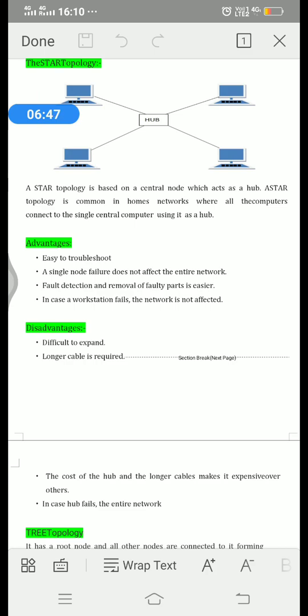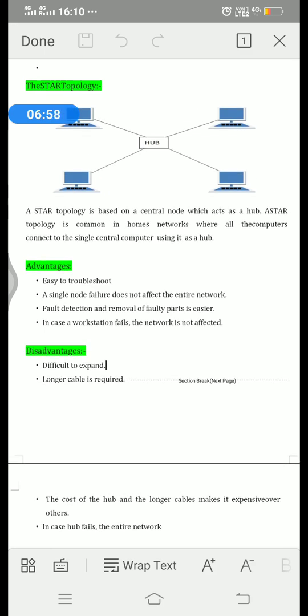So expansion is a little bit difficult, but not that much, as we can increase the number of connections by installing a hub with a good number of ports, or connecting multiple hubs. We can also expand like that.